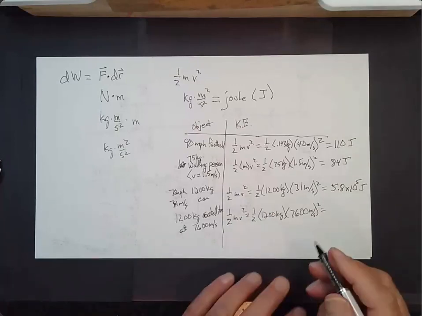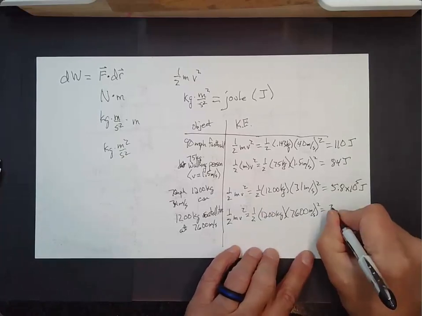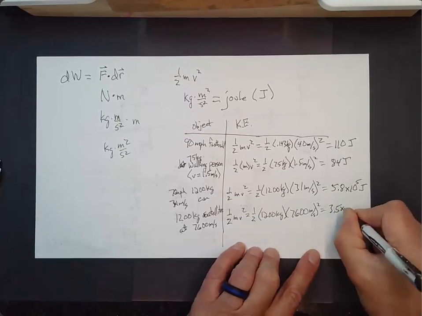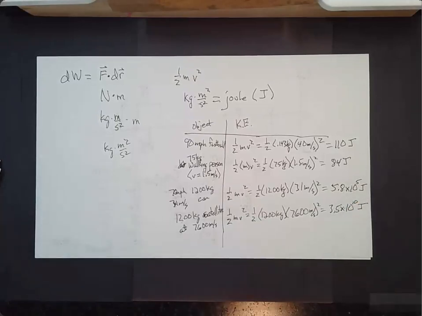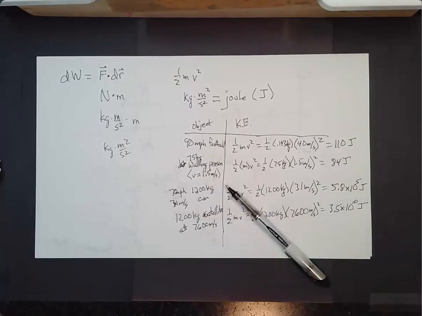Okay, in this case, it's going to be about 3.5 times 10 to the 10th joules. So that's actually 3.5 billion joules. So lots.